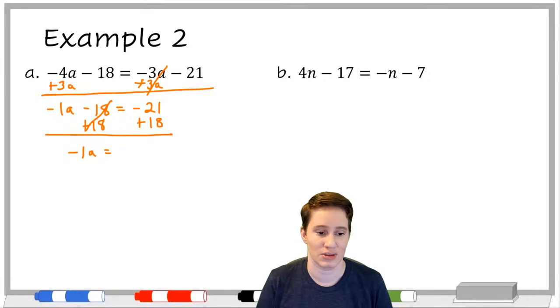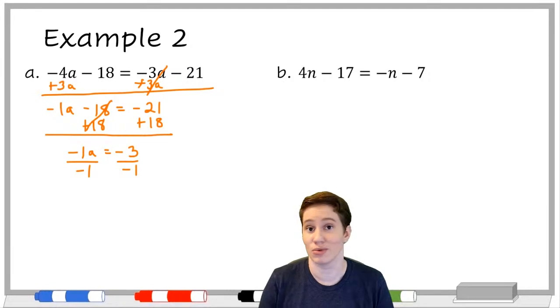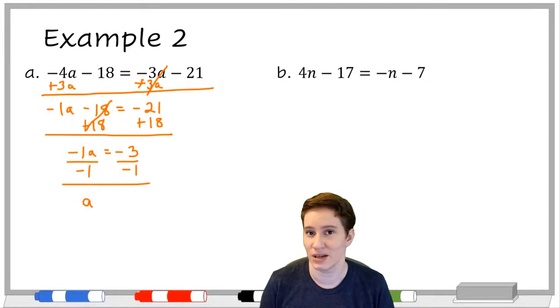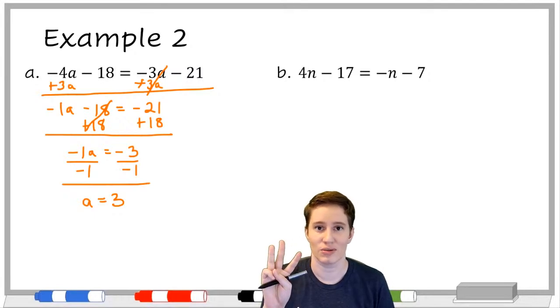So negative 21 plus 18 gives you negative 3. If you wrote negative 1A equals negative 3, it should be hopefully pretty obvious. Well, I can divide both sides by negative 1, or you could multiply both sides by negative 1, or you could just think, well, if I have negative A equals negative 3, then positive A should equal positive 3. However you want to go about thinking through that last step is fine, but we have three kinds of ways we can think of it.